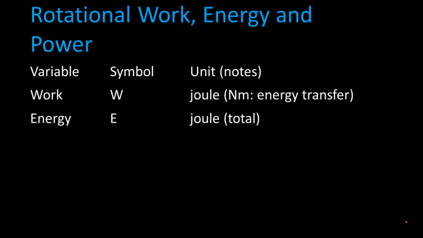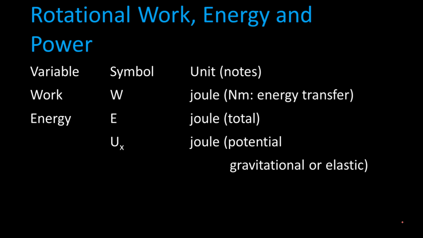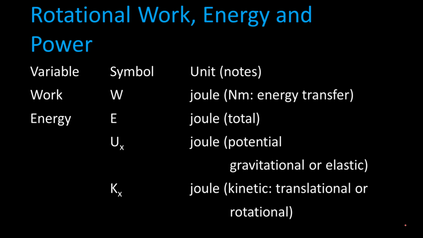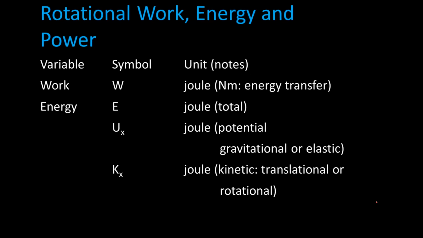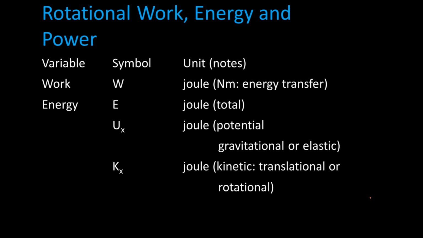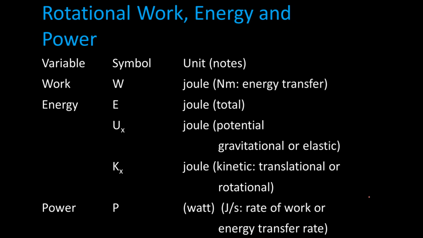Energy, we'll use a capital E for total energy, and that's broken into a couple of different types. Potential energy will have the U and then a subscript indicating what type of potential energy. For kinetic energy, we'll use the symbol K and a subscript on the type of kinetic energy. And then power, we'll use the symbol P, measured in watts. Probably one of the units that we're more familiar with is a joule per second. It's the rate that we do work or the rate at which energy is transferred.